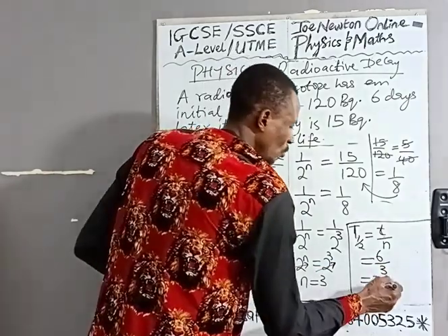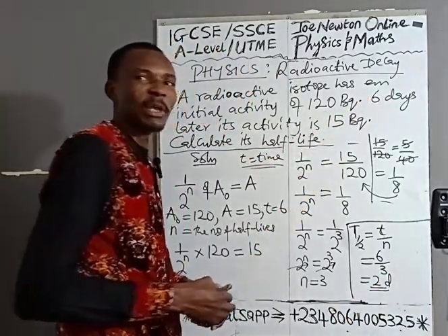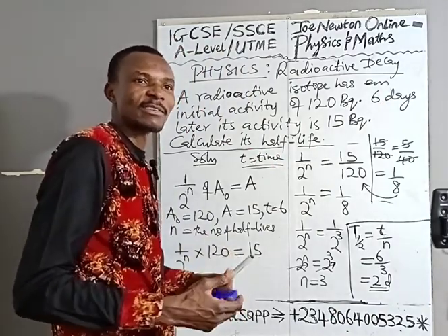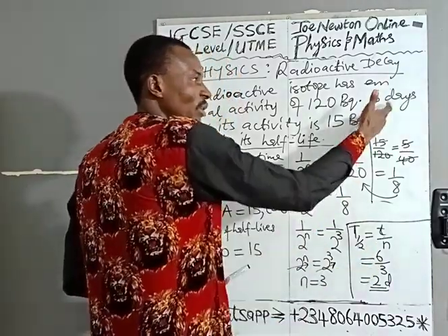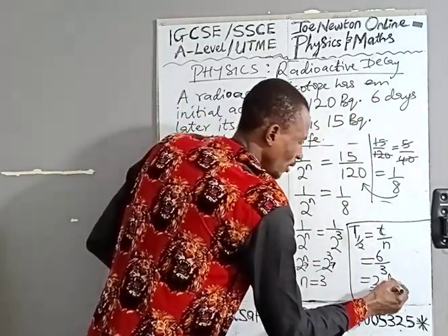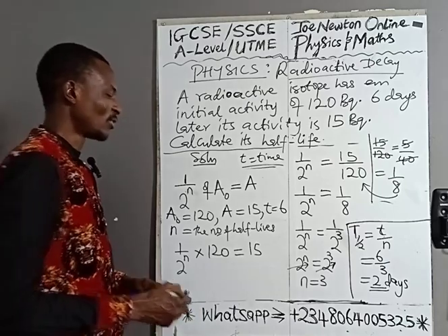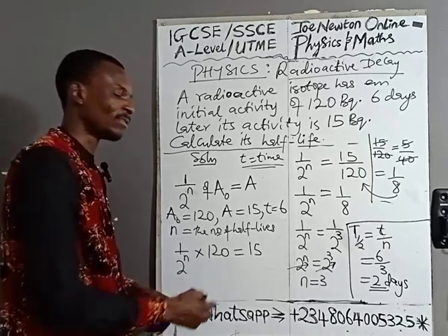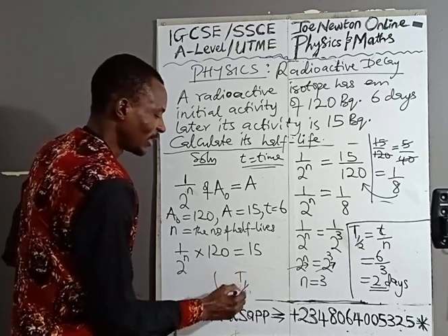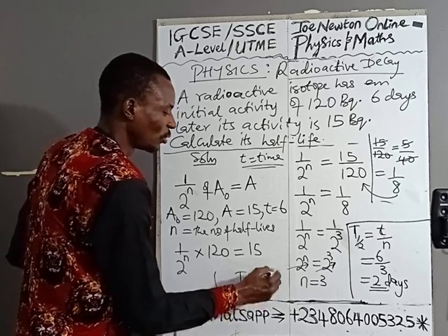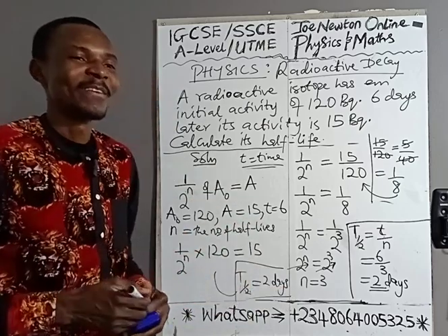So we have 2, and they give us in the question in days. If it is in minutes, use minutes. If it is in hours, use hours. If it is in years, use years. But it is in days. So you refer your answer to the unit in the question. So 2 days. That is the answer. So the half-life is 2 days. So we have found out the half-life of that radioactive element, T half. The T half of that radioactive isotope is 2 days. Simple. That's our answer. Very good.